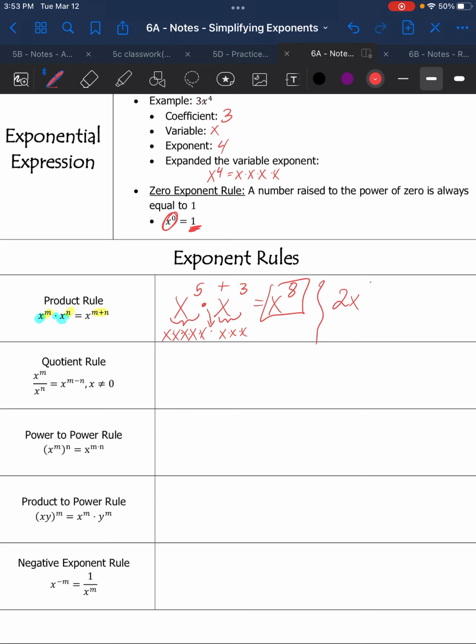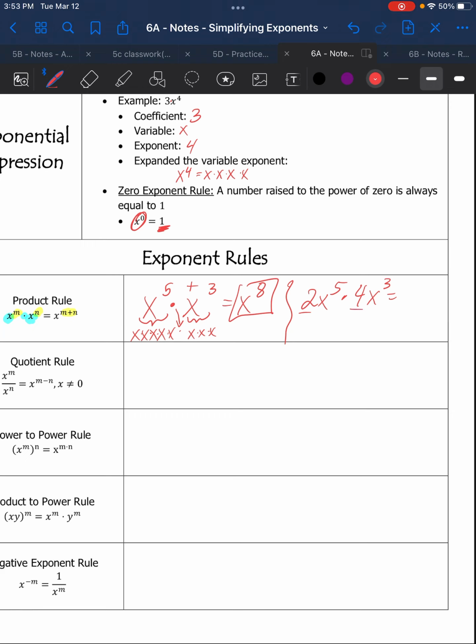If you have coefficients in front, so if it was like 2x to the fifth times 4x to the third, you would multiply the coefficients together. So 2 times 4 is 8. And then x to the fifth, 5 plus 3 is 8. So 5 plus 3. Just add those exponents.